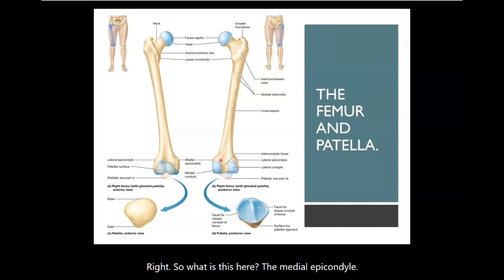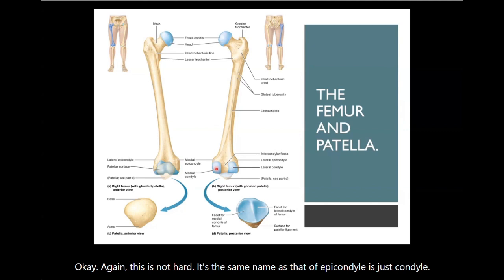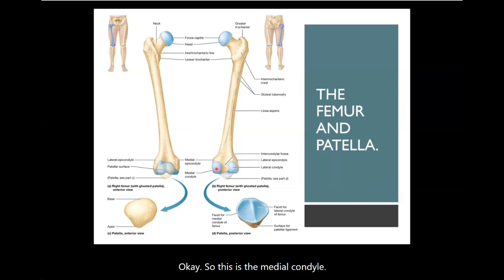Now let's look at the femur posteriorly, from the back, where we don't have a patella, right? So what is this here? The medial epicondyle, lateral epicondyle. And then if you look lower than that, okay? Again, this is not hard. It's the same name. Instead of epicondyle, it's just condyle, okay? So this is the medial condyle. This is the lateral condyle. And then in between, it's the intercondylar fossa. Okay? Medial condyle, lateral condyle, intercondylar fossa.